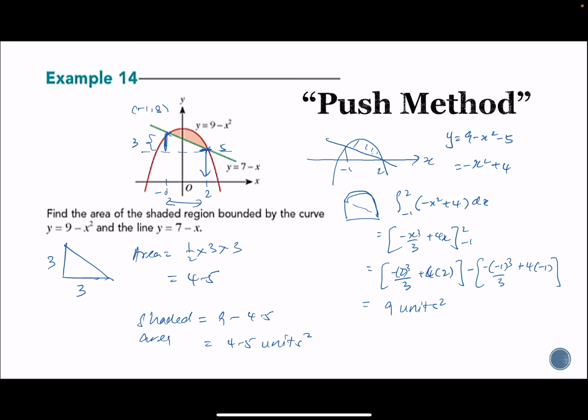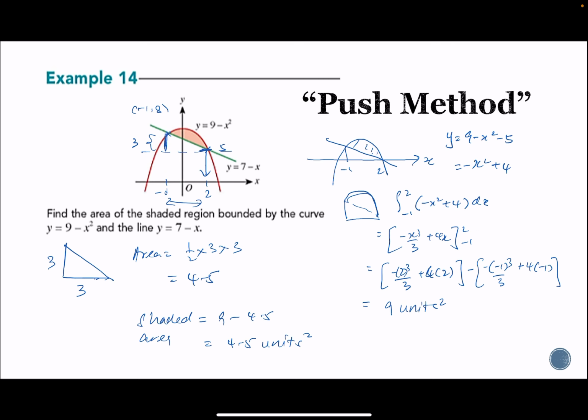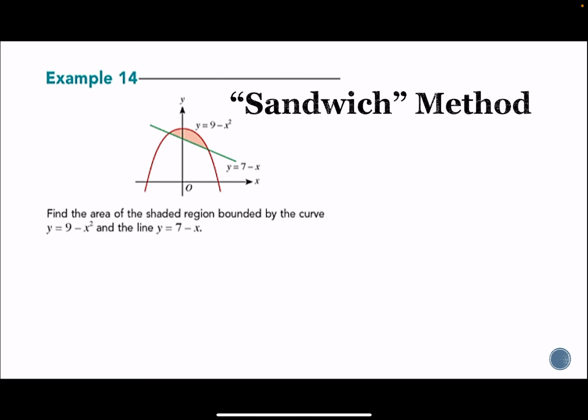Alright, so you had the original method where you minus away the trapezium, or the pushing method where you minus off a triangle. So there is actually a third method, which I call the sandwich method. The sandwich method will take the difference between the bounded equations, like the curve and the line. There's always going to be one curve and one line for your syllabus, but it depends on whether the curve is below or above.